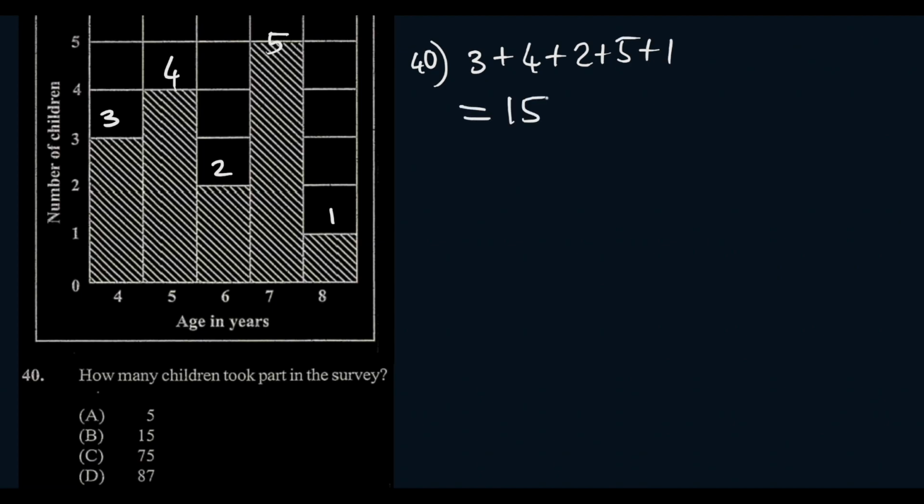So this part of the question asks how many children took part in the survey. So when looking at this, the first one is 3. So we have 3 children here. This one goes up to 4. This one goes up to 2. This one at the top goes to 5. And this one goes to 1. So then after we would have the total children being 3 plus 4 plus 2 plus 5 plus 1. And that is going to equal 15 children. So our answer is 15.